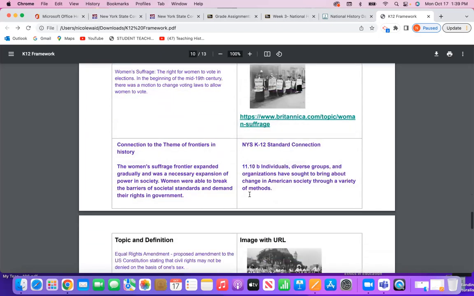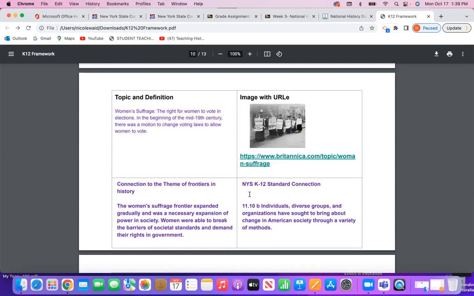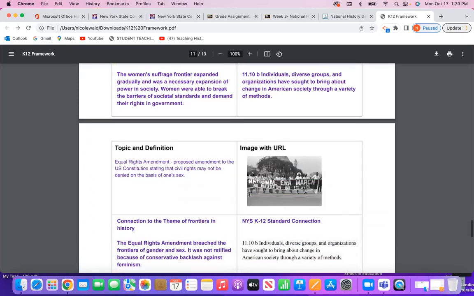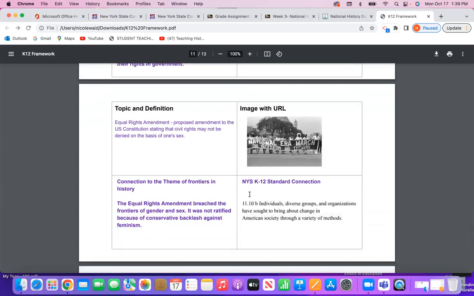Women's suffrage is another topic that the National History Day has identified. And that goes into 11.10B. Individuals of diverse groups and organizations have sought to bring about change in American society through a variety of methods. The Equal Rights Amendment, this is 11.10B, also fitting into the standards.